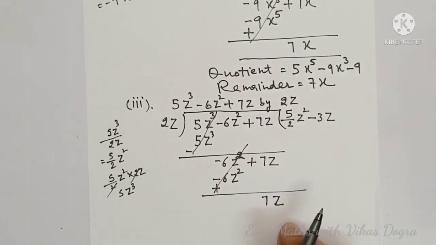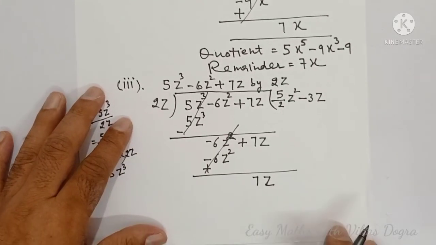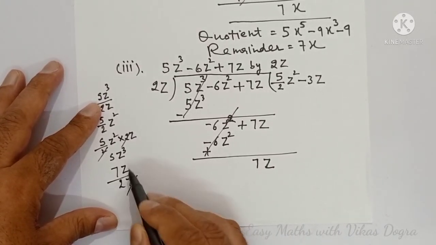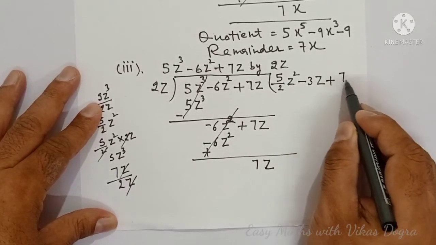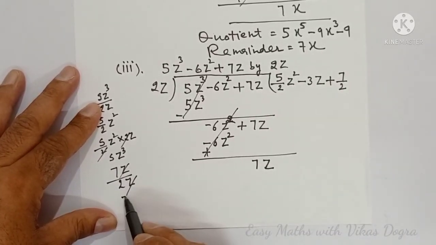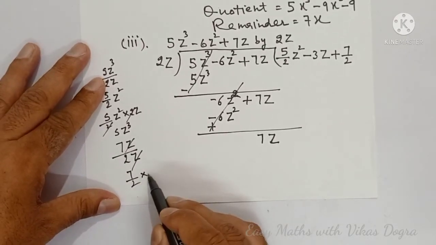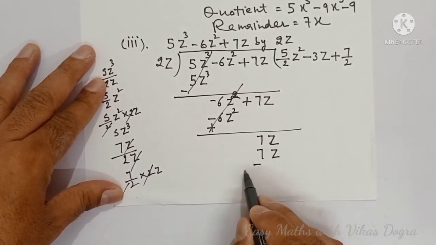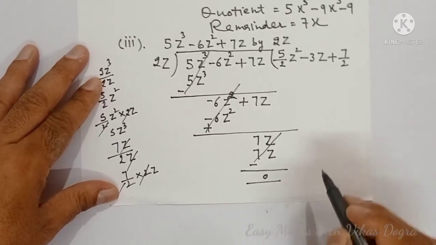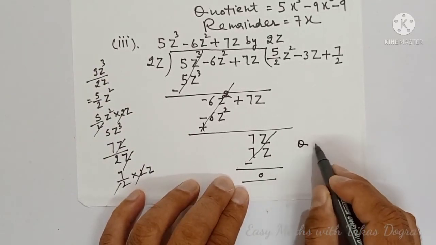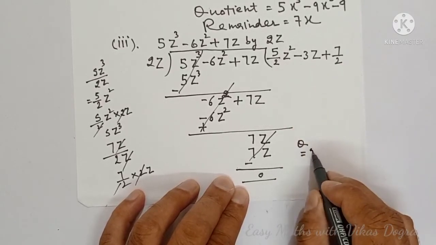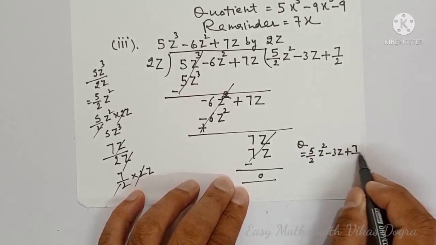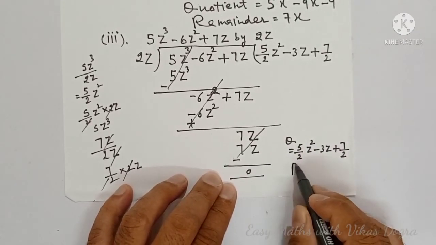Now here degree of remainder is 1 and degree of divisor is again 1. So 7z will be divided by 2z in the rough work. z, z cancel. So plus 7 by 2. Now this 7 by 2 will multiply with 2z. 2 cancel, 7z. So here will come 7z. It will change into minus. So the complete division is done. What is quotient? Quotient is 5 upon 2 z square minus 3z plus 7 by 2. And what is the remainder? Remainder is 0.